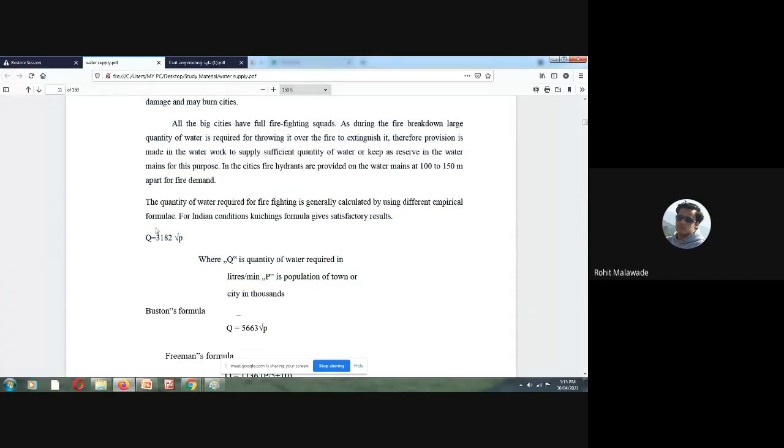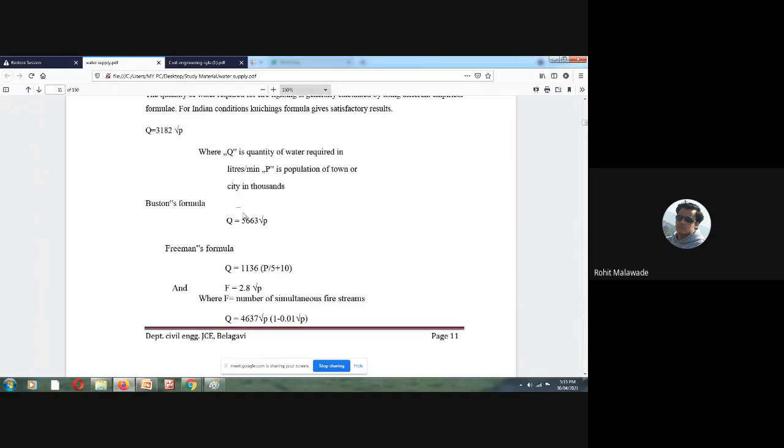So this is what Kuchling's formula is going to be. You have a note of this; it is going to be required in order to solve the problem. Then the next formula we will be utilizing is Buston's formula.